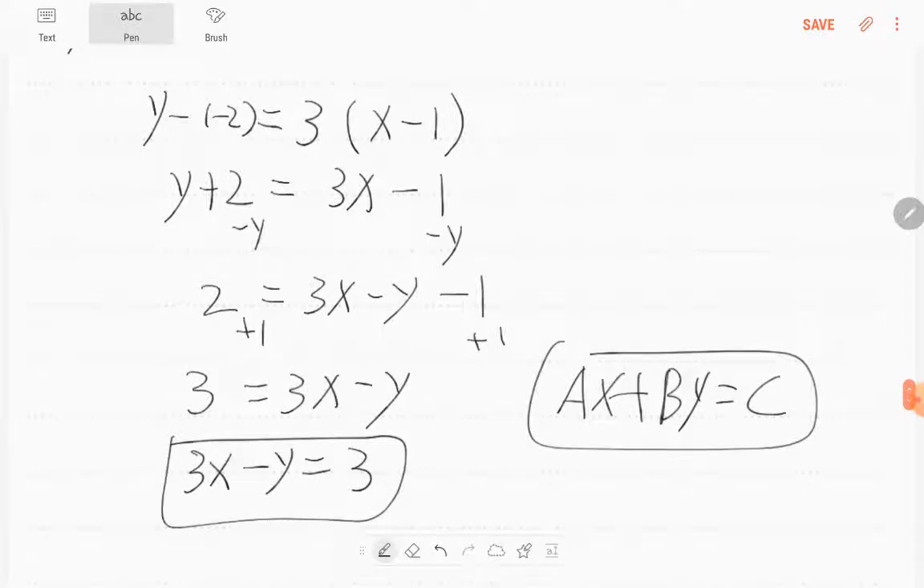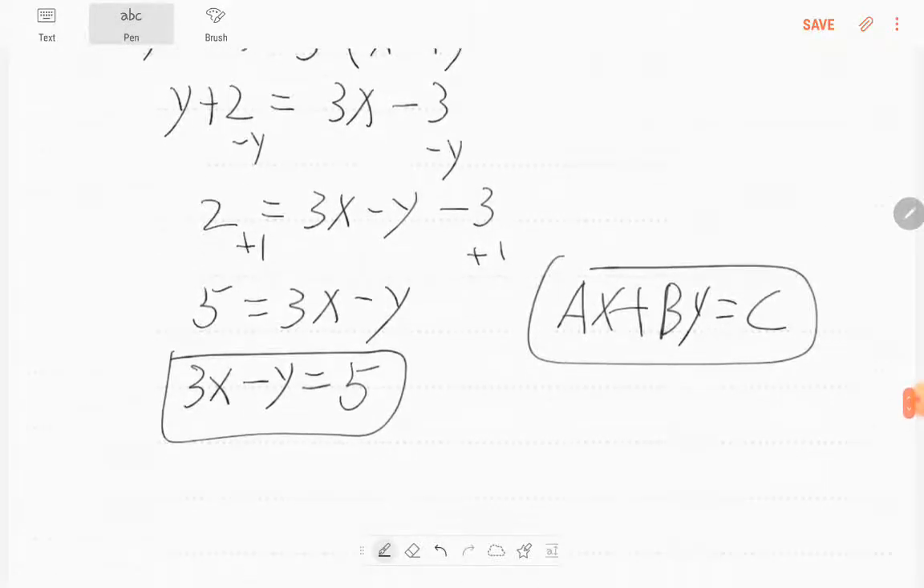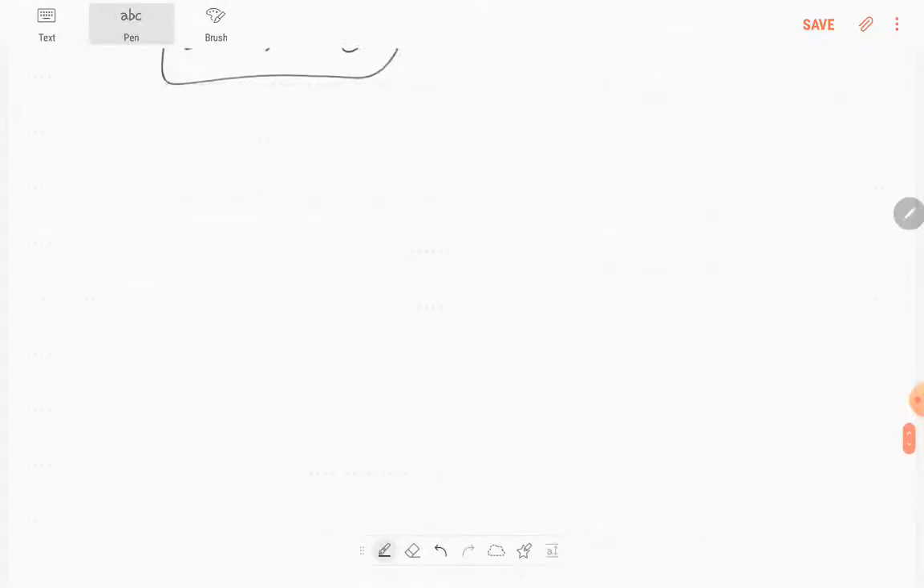Did I make a mistake? Oh yes, I made a mistake here. So you should be careful. You see, I forgot to distribute 3. So here it should be 3, so here is also 3. So here is 5. These are very common mistakes many students will make.